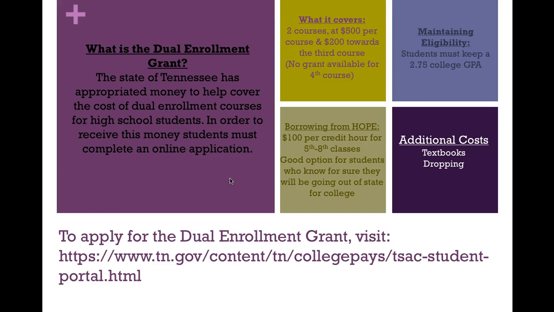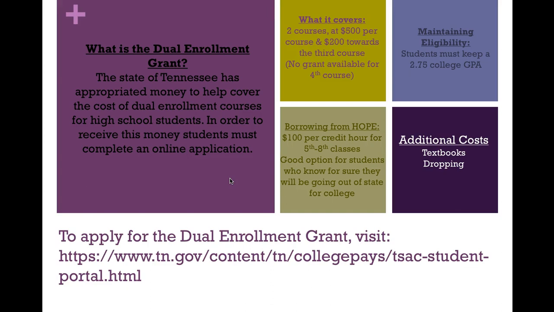The state of Tennessee has appropriated money to help cover the cost of dual enrollment courses for high school students. In order to receive this money, students must complete an online application. The grant provides $500 for each of the first 2 courses, plus $200 towards the 3rd course. Please note that no grant funding is offered for the 4th course.